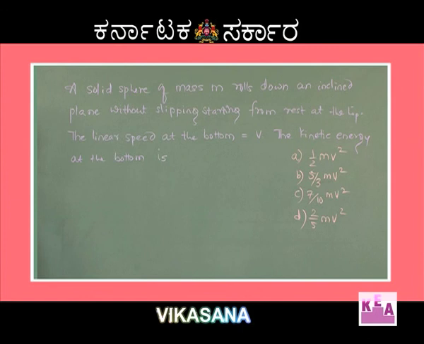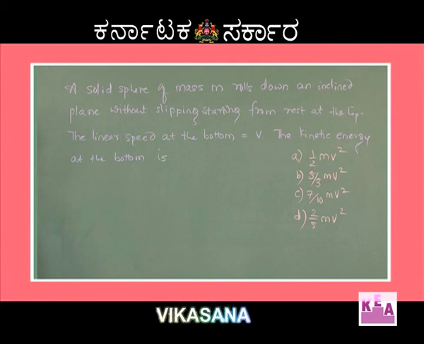A solid sphere of mass m rolls down an inclined plane without slipping, starting from rest at the top. The linear speed at the bottom is given to be v. The kinetic energy at the bottom is to be found. So, here there are a few things which you have to underline. One is, he says it is a solid sphere.